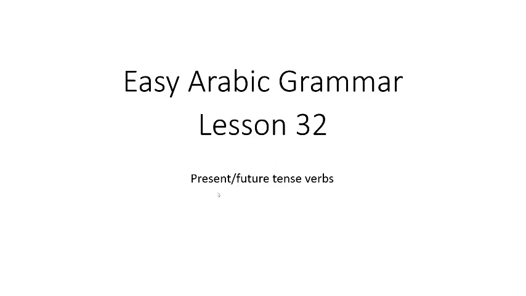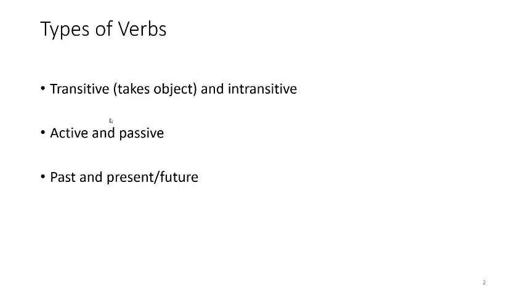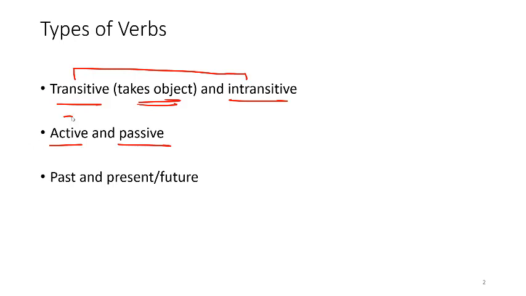In this lesson, we will talk about present and future tense verbs. So far, we've talked about transitive and intransitive verbs. Transitive verbs take an object, whereas intransitive verbs don't have an object. Both transitive and intransitive verbs do have a subject. With active and passive verbs, active verbs have a subject, whereas passive verbs do not have a subject.